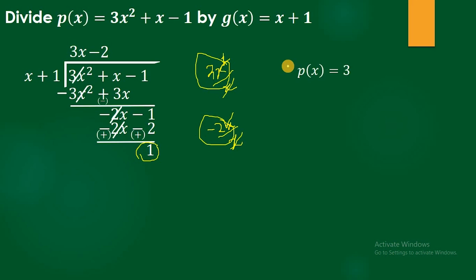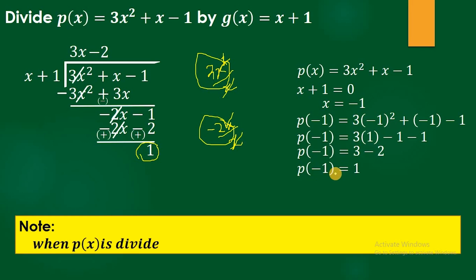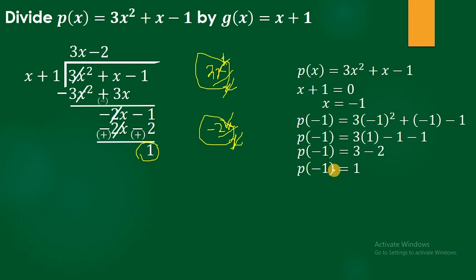Now we'll try to use a shortcut method to find this remainder 1. That is, let's take p of x equal to 3x square plus x minus 1, and g of x equal to x plus 1. Let's take the divisor equal to 0, that is x plus 1 equal to 0. So you'll get x equal to minus 1. So p of minus 1 equals 3 times minus 1 squared, so instead of x we'll write minus 1. When you calculate it, you will notice that p of minus 1 equals, sorry, 1. So here we get remainder 1, again here we'll get 1.